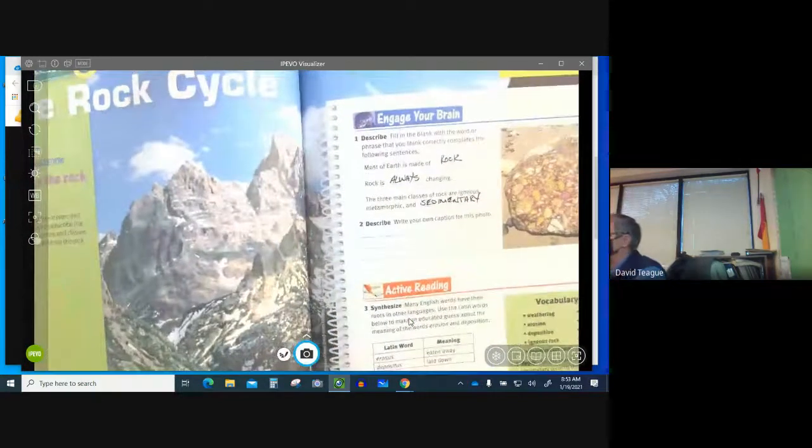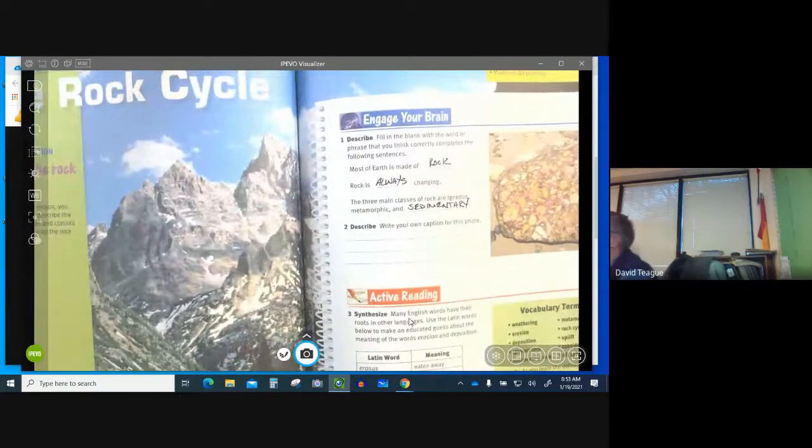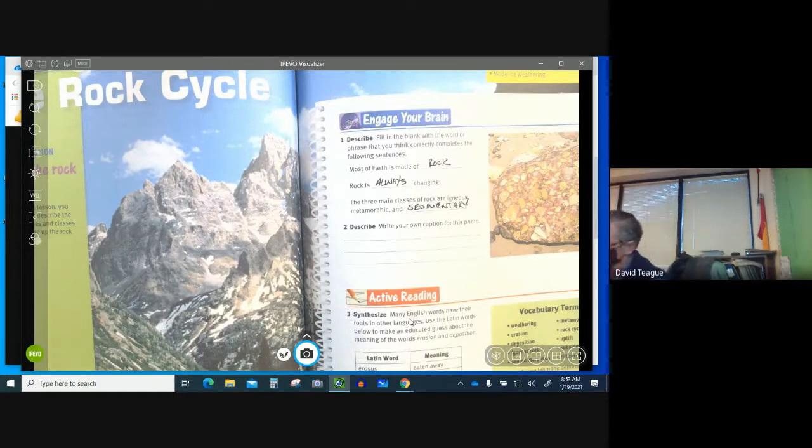Okay. Number two, describe. Write your own caption for this photo. If you were to describe this photo, I'm going to give you like a minute. I want you to write something that would describe that rock. You could talk about the way it looks, maybe how it's made. Talk about its texture. We learned about that last week. Hey, Google, set a timer for 1 minute. Are you there? All right, 1 minute, starting now.